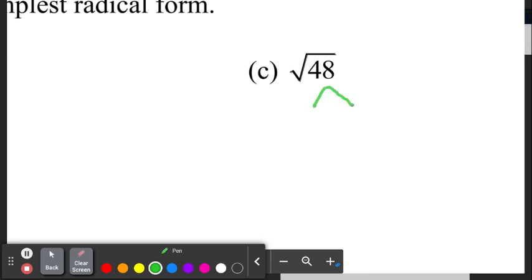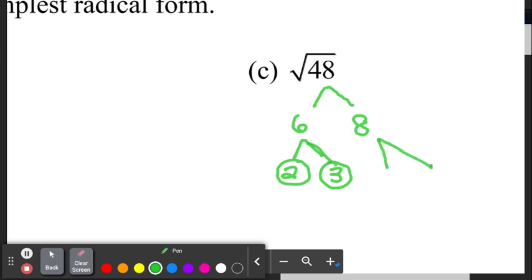Two numbers that I think of automatically are 6 and 8. Now when I make 6 smaller, it becomes 2 and 3. 2 is a prime number, 3 is a prime number. So now I'm finished with that. I'm going to move on to 8. 2 times 4 is 8. I'm going to circle the 2 because it's prime. And 4 is 2 and 2.